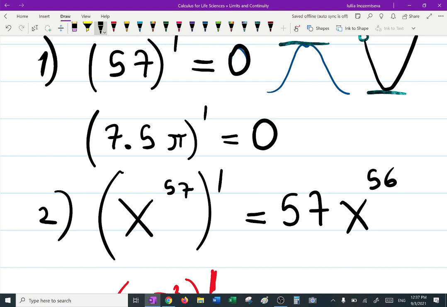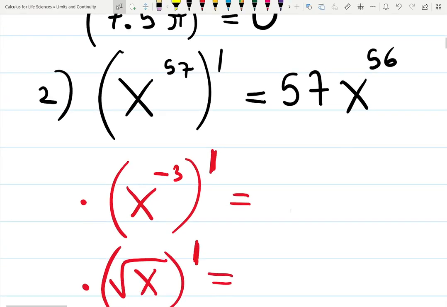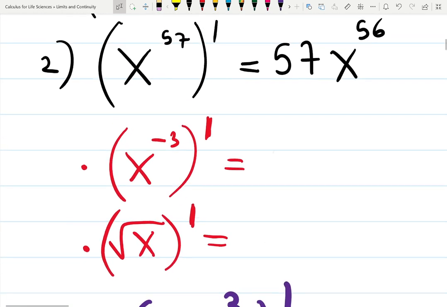So this should be a satisfying class. If you pay attention, this actually finally makes sense. Finally something makes sense in this class. Derivatives are awesome. People usually like it. Okay, more. How about negative exponents?